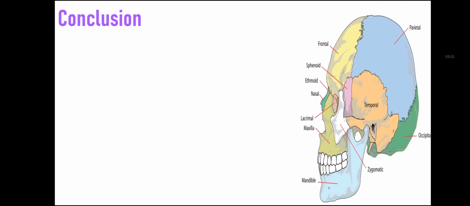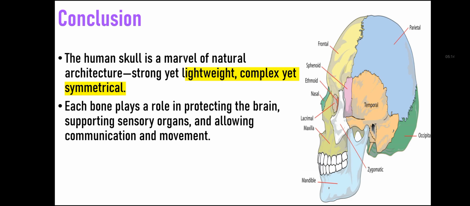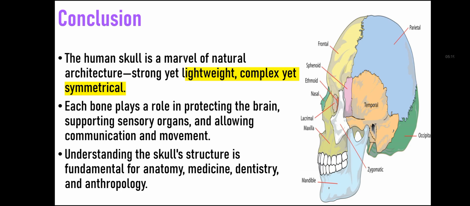Now let's talk about conclusion of this lecture video. Human skull is a marvel of natural architecture, strong yet lightweight, complex yet symmetrical. Each bone plays a role in protecting the brain, supporting sensory organs, and allowing communication and movements. Understanding the skull structure is fundamental for anatomy, medicine, dentistry, and anthropology.